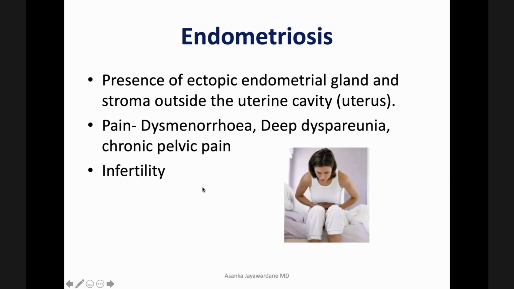Now, how do these patients present? They could be completely asymptomatic, some of them. However, characteristics of endometriosis include dysmenorrhea, severe deep dyspareunia, and chronic pelvic pain. It's also one of the leading causes of infertility for women.